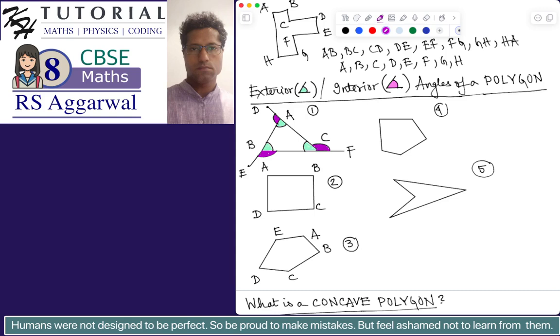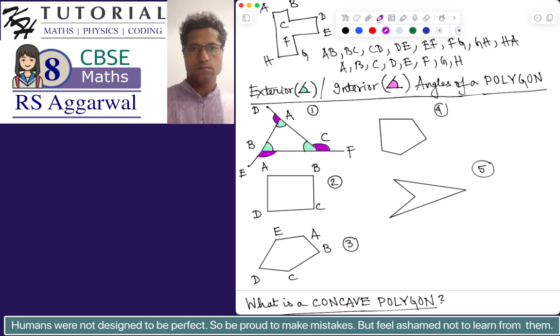Now, how many exterior angles will there be? As you can see, we extended each side of the polygon to form an exterior angle. So definitely the number of exterior angles will also be equal to the number of sides of the polygon. So we can say that the number of exterior angles is equal to the number of interior angles of a polygon. That was polygon number one, which was basically a triangle.